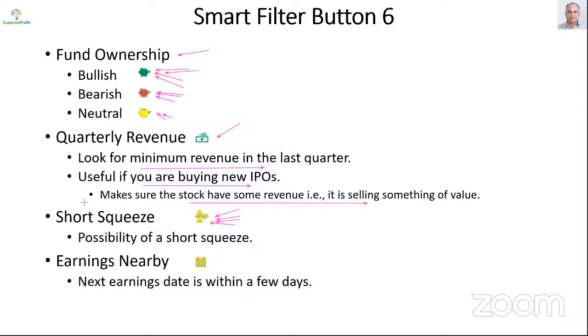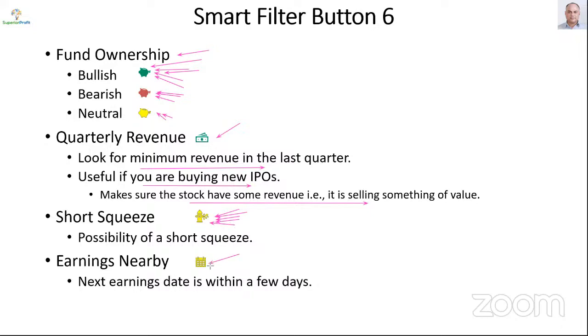So you may start with 1 star or 3 star, and if you see plenty of stocks, you may then apply the fund ownership criteria, make it more stringent to reduce the list, then use short squeeze to reduce the list further.